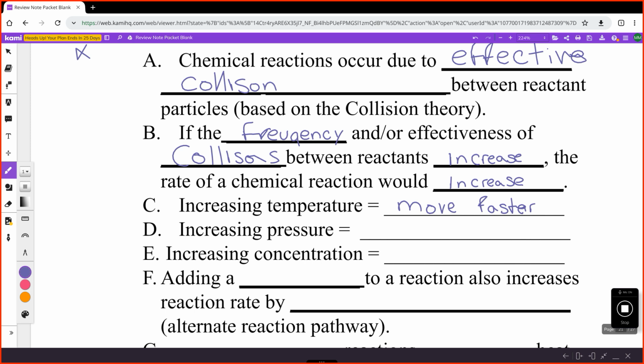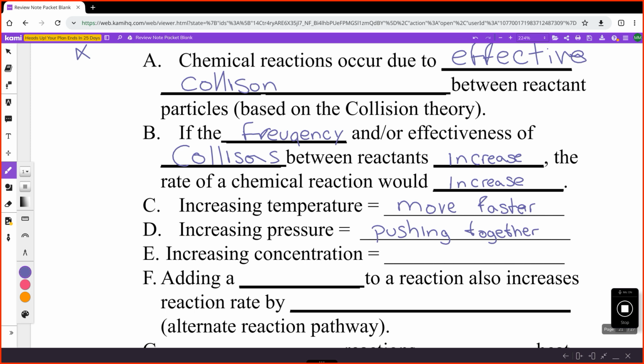Again, if you've been paying attention, we've talked about it maybe once or twice. Pressure. Pressure has to do with force. And if we increase the pressure, what we're doing is pushing the molecules together. So again, ask yourself, if the pressure is increasing and the molecules are moving closer together, do I expect the frequency of effective collisions to increase? Yes. They're closer together, they're going to hit each other.